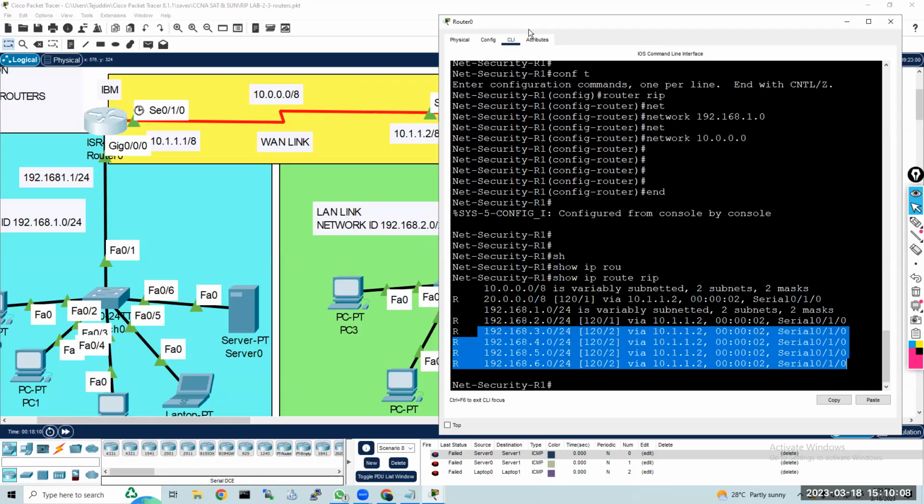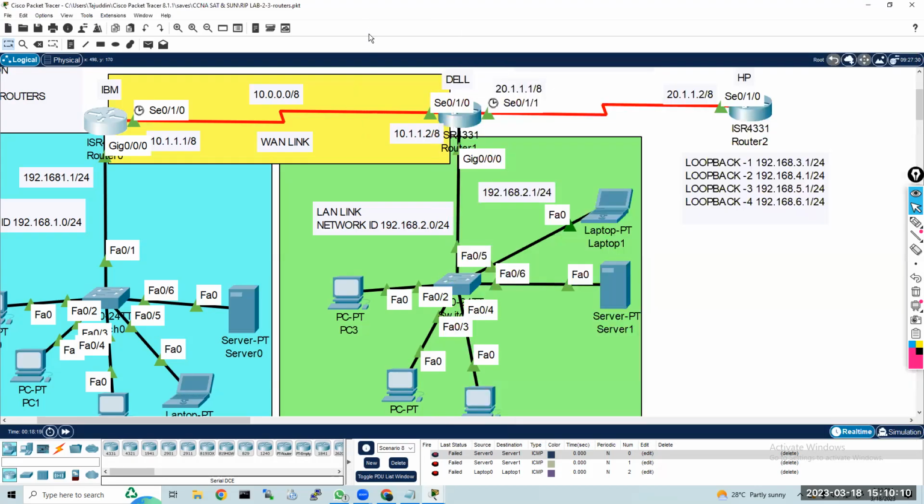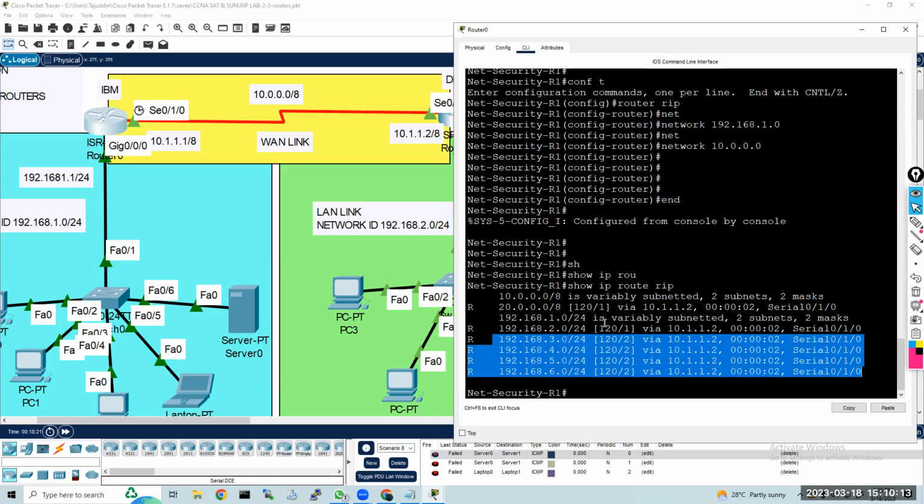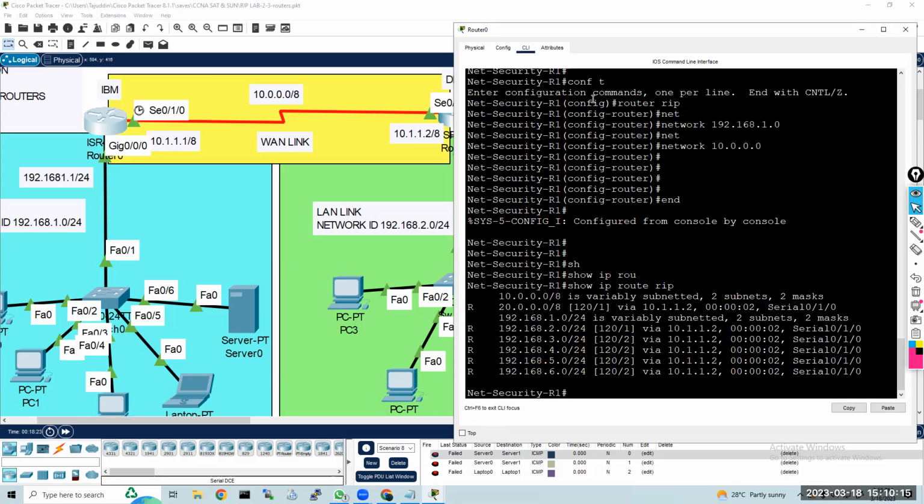Correct, guys? Can they ping now? Can I ping a loopback from here? I'm in R1 now.